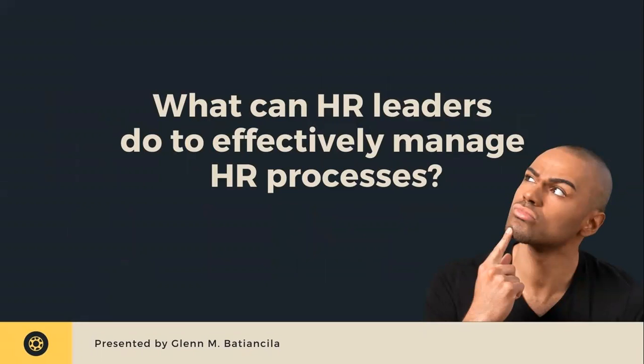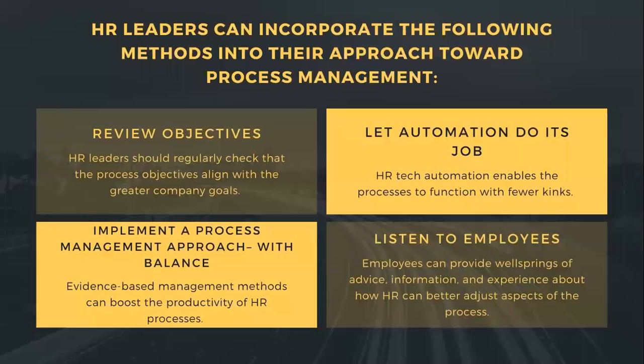So what can HR leaders do to effectively manage HR processes? As you can see on the slides, we have: review objectives, let automation do its job, implement a process management approach with balance, and listen to employees. When we talk about review objectives, HR leaders should regularly check that the process objectives align with the greater company goals. Kasali po dito, it also includes reassessing through asking a series of goal-oriented questions like, are you a team player? What can you contribute to the organization? Are you a goal-oriented individual? Which may assess and identify applicants who are well-driven individuals and what they can contribute to the organization.